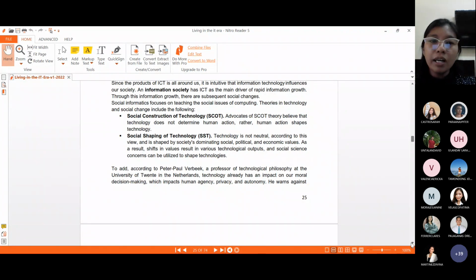Okay, so the following are some of your social changes. Number 1, social construction of technology, also known as SCOT, S-C-O-T. Advocates of SCOT's theory believe that technology does not determine human action. Rather, human action shapes technology.